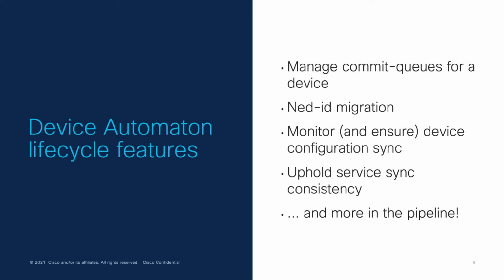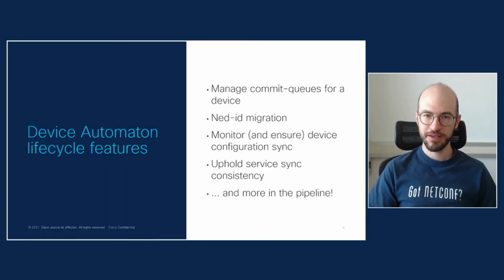The next set of features comes into play more in the later stages of the device lifecycle. For example, enabling commit queues in NSO is quite trivial, but it's non-trivial to actually use them. So the automaton can monitor the commit queue and unblock a locked queue, for example. You can use it to perform NED ID migrations, either automatically or explicit migrations if you set an explicit NED ID version. The automaton will also monitor the device configuration in the background, so check the sync state. And if the device falls out of sync, it can either do a sync-from or a sync-to.